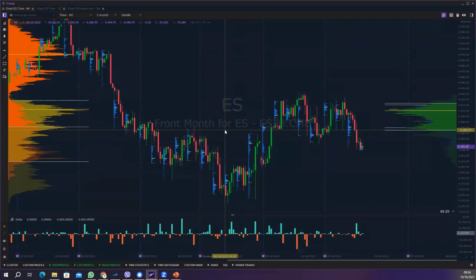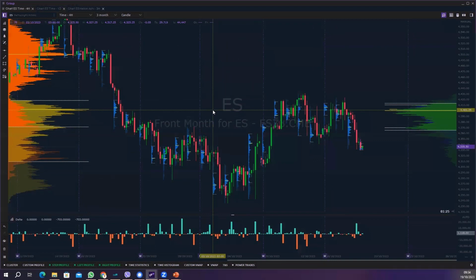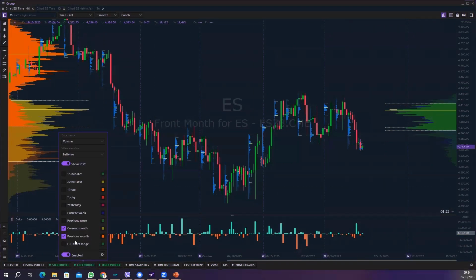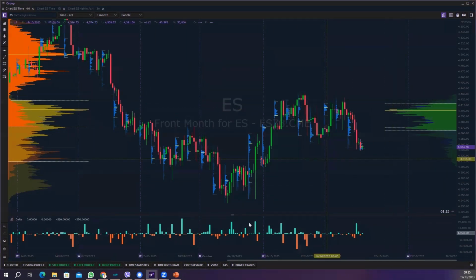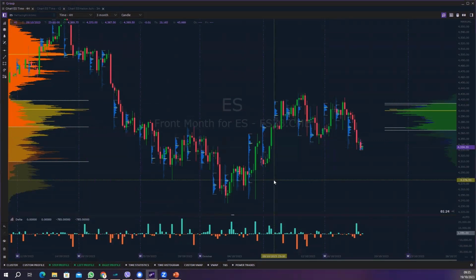So this is again the same chart, the S&P E-mini, but it is the 4-hour interval. And you can see we have some volume histograms on the left and on the right. What do we see on the left? On the left, as you can see here, the current month and the previous month. On the right, we have the current week and the previous week.